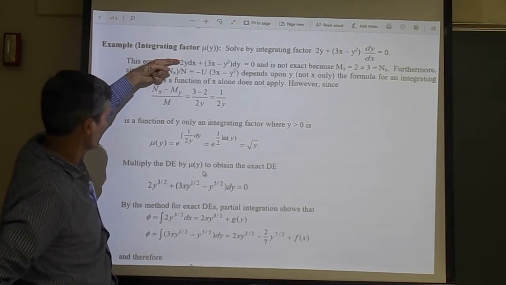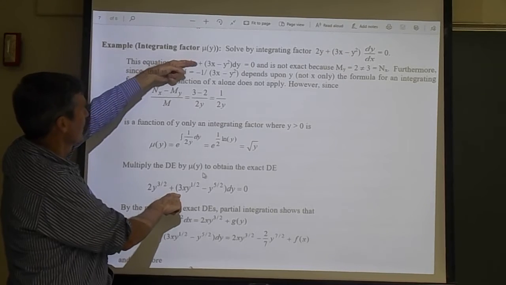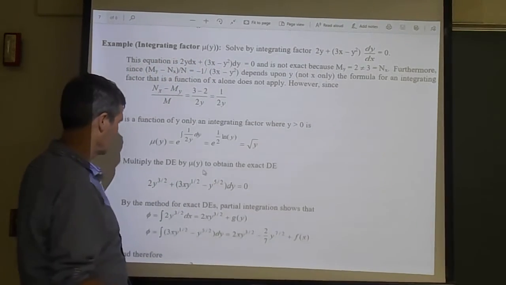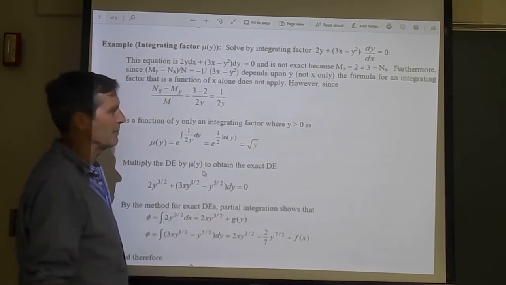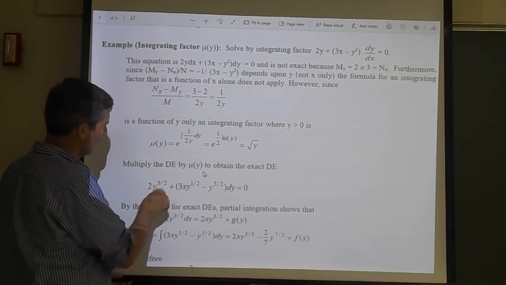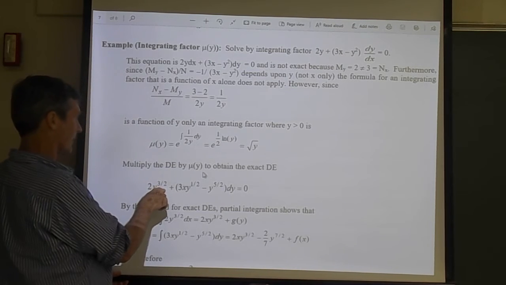Multiply this equation through by square root y. Right, we'll get (2y^(3/2)) dx + (3x y^(1/2) − y^(5/2)) dy = 0. And if I did everything right, this will be exact. You don't have to check it, but it's easy. You might just do it to make sure you didn't make a mistake here. I forgot my dx on here, didn't I? I should do dx.